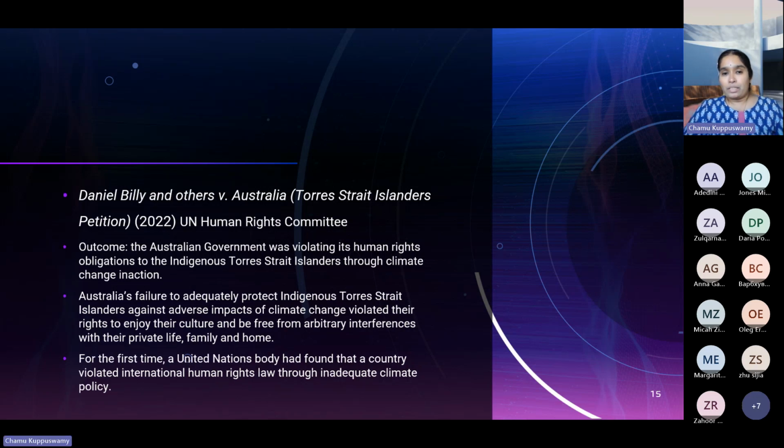For the first time, a United Nations body has found a country violated international human rights law through inadequate climate policy. The UN Human Rights Committee is actually one of the most influential bodies for human rights at the international level. And it's interesting to see how the 2022 case laid out direct links between climate inaction by governments and its impact on human rights.